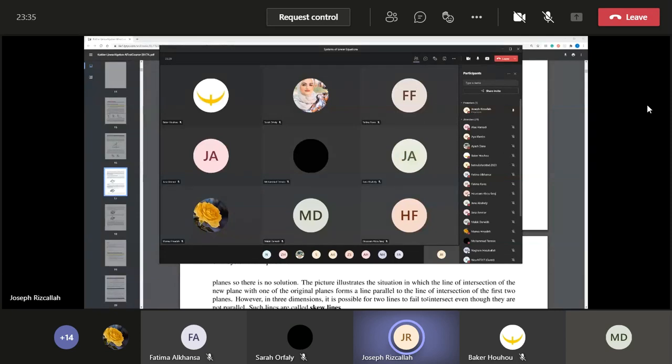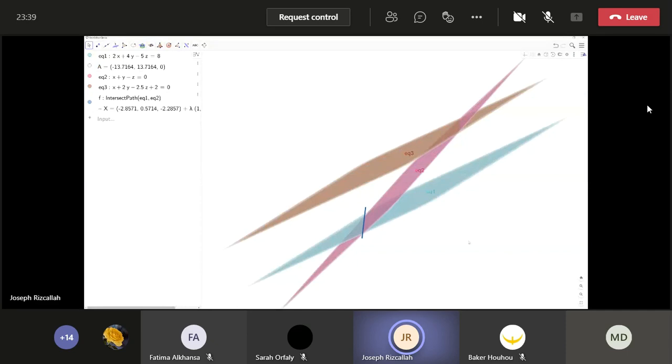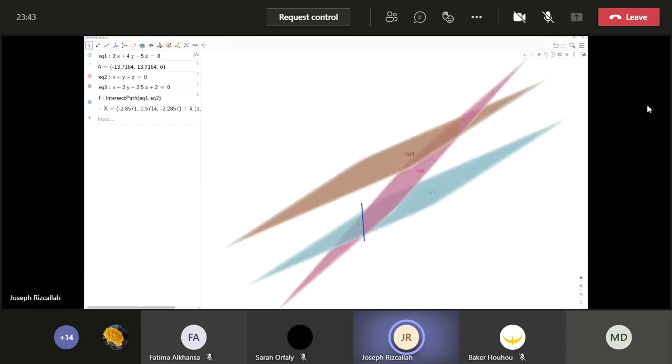You see, this is the line. In my case here, this is a blue line, the intersection of the two planes, you see? And this blue line does not intersect the brown plane, the new one, this one, the new equation. So this means that there is no solution that satisfies the two equations and at the same time the third equation. There is no such solution.